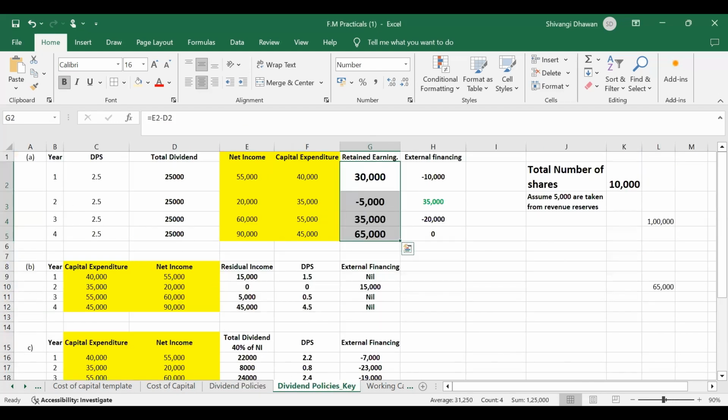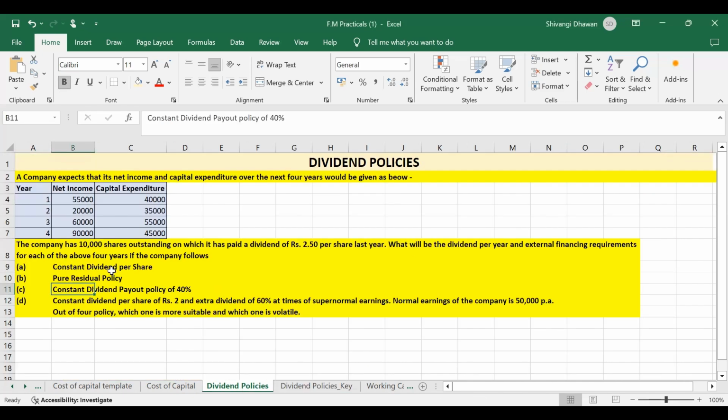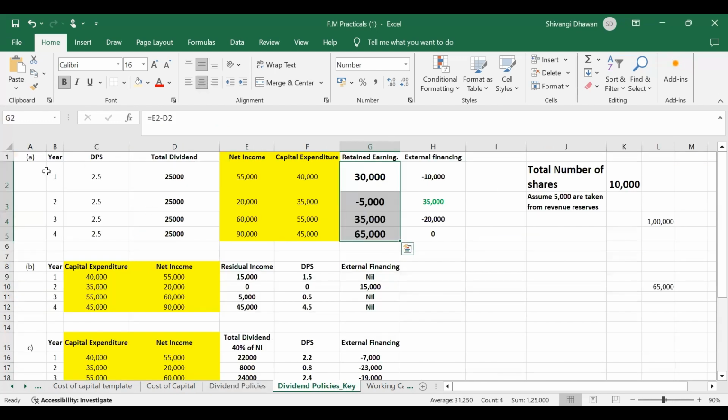So we know that the first policy is the constant dividend per share, which is given to us, that is 2.5. So how will we do that? We have a number of years, that is year 1, 2, 3, 4. Dividend per share is given to us because we are following the constant dividend policy, so it will remain 2.5, 2.5, 2.5. For the total dividend, we know that the total number of shares, that is 10,000, is given to us. So we have taken that.